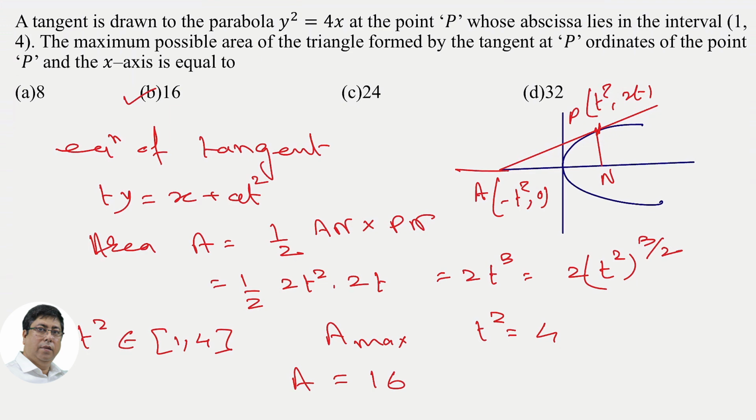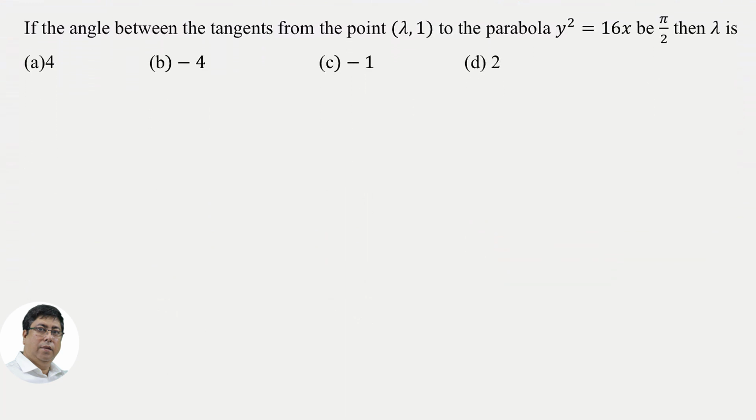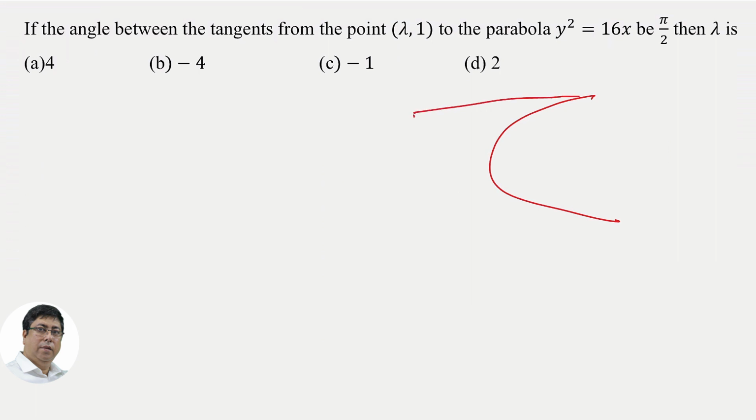Let us go to the next sum. If the angle between the tangents from the point (lambda, 1) to the parabola y square equal to 16x be 90 degrees, pi by 2. So we know that there is a very important property, that if the tangents are perpendicular, then they intersect on the directrix.